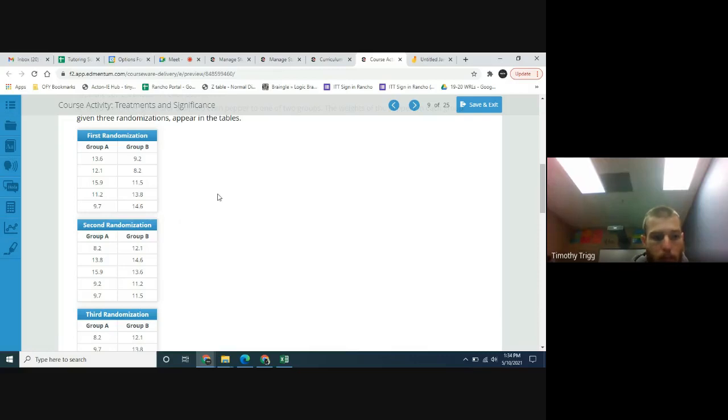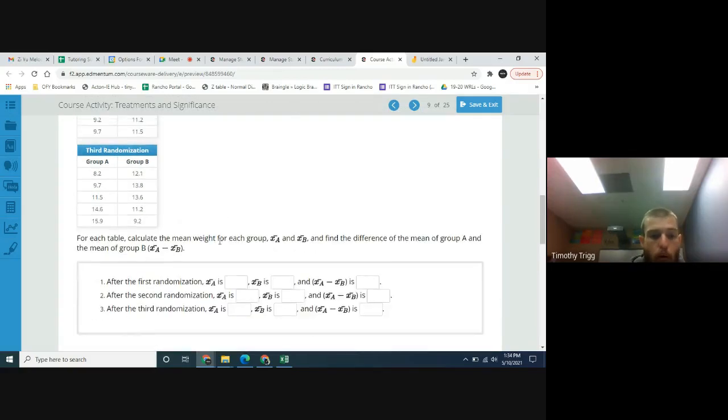So I've got 13.6 plus 12.1. And by the way, you should be doing this on your own as well. 15.9 plus 11.2 plus 9.7. Okay, so I add them together. I got 62.5. Then I divide by 5. And I've got 12.5. So for my first randomization, my X bar for the A's is 12.5.